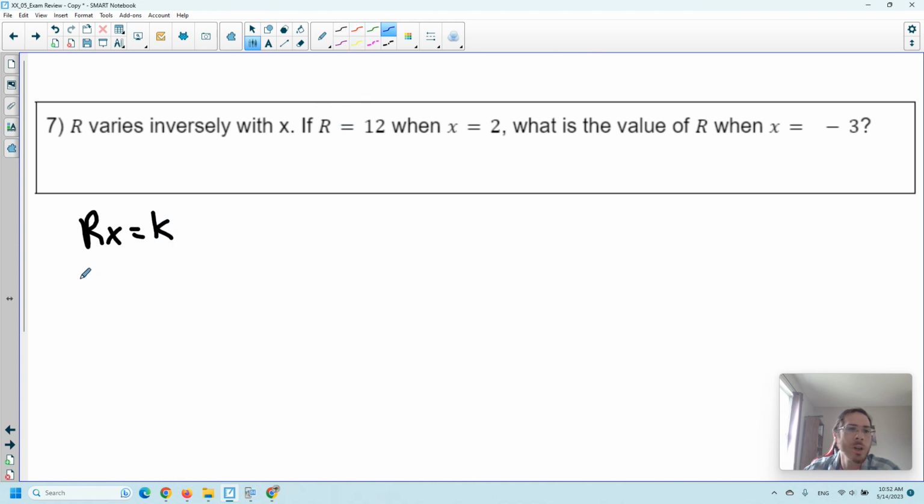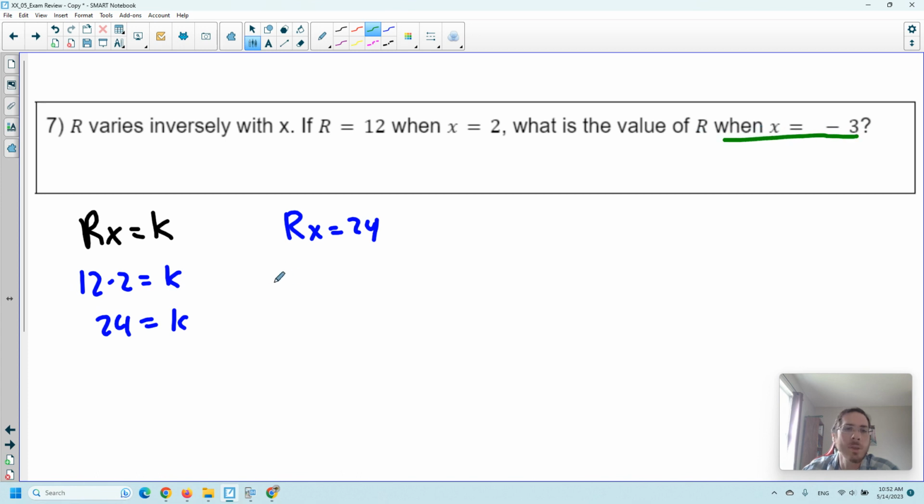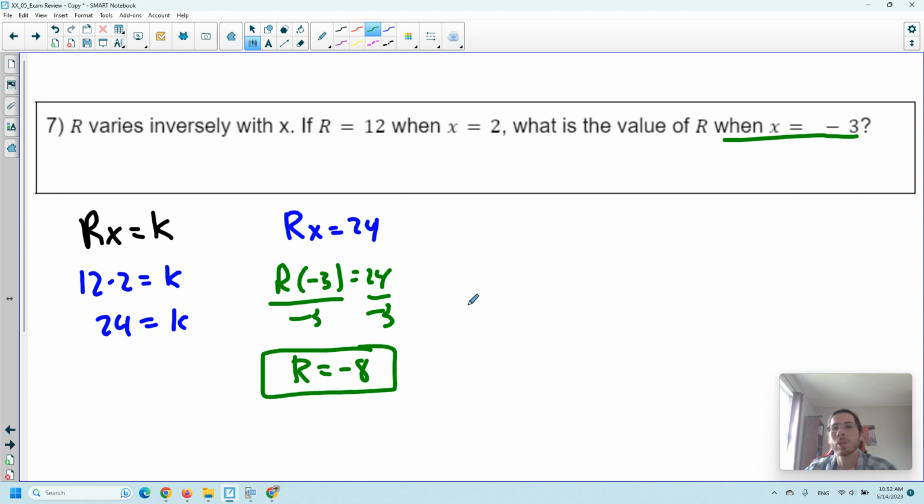If R equals 12 when X equals 2, this lets me find that 24 is K. So I know that R times X has to be 24. What is the value of R when X equals negative 3? So R times negative 3 equals 24. Divide by negative 3. R equals negative 8. And we're done.